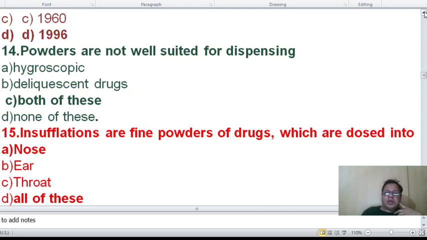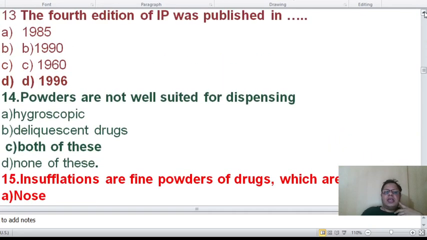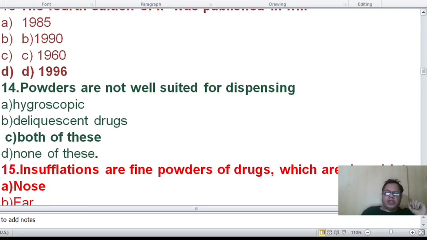Now let's talk about question number 13. It is asking about the fourth edition of IP, which was published in 1996. For question number 14, powders are not well suited for dispensing if they are hygroscopic or deliquescent in nature. So powders of drugs with hygroscopicity or deliquescence cannot be used. For question number 14, answer number C is the right choice.